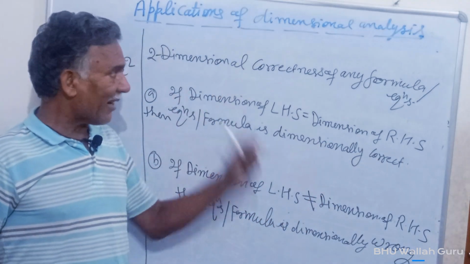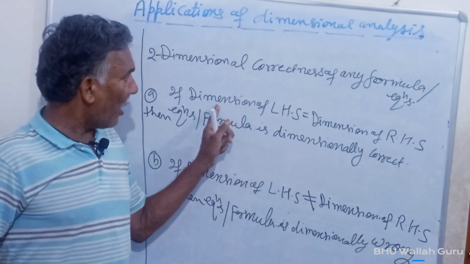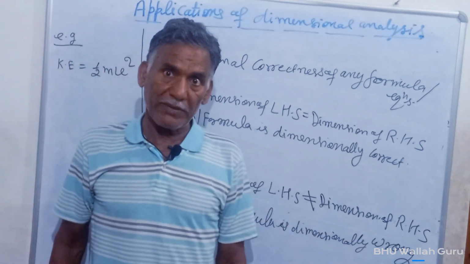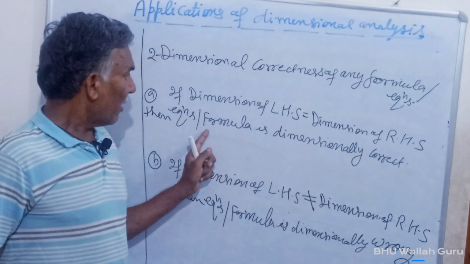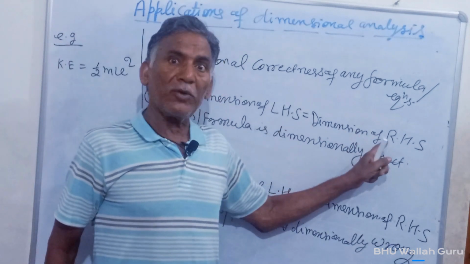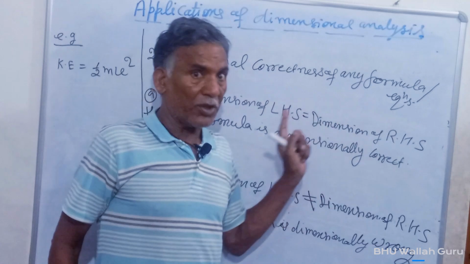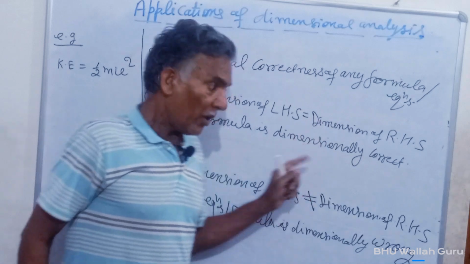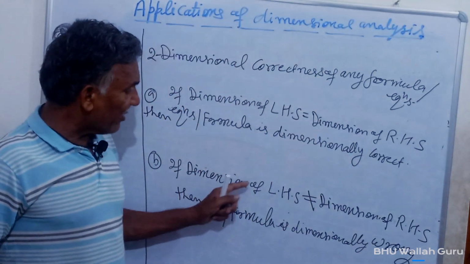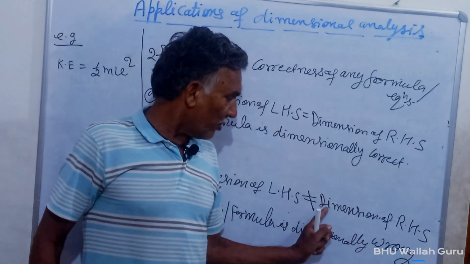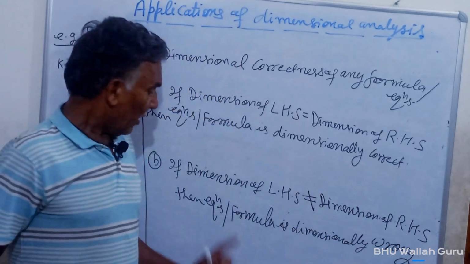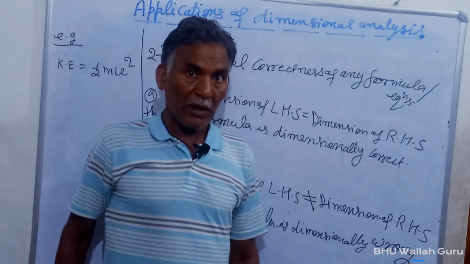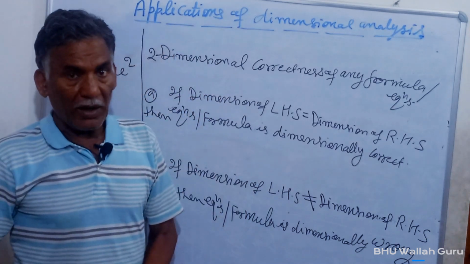For dimensional correctness, we have to write down the dimension of the left hand side and the dimension of the right hand side. If the dimensions of the left hand side are equal to the dimensions of the right hand side, then the formula or equation is dimensionally correct. If the dimension of the left hand side is not equal to the dimension of the right hand side, then the equation or formula is dimensionally wrong. Take one or two examples and then discuss.